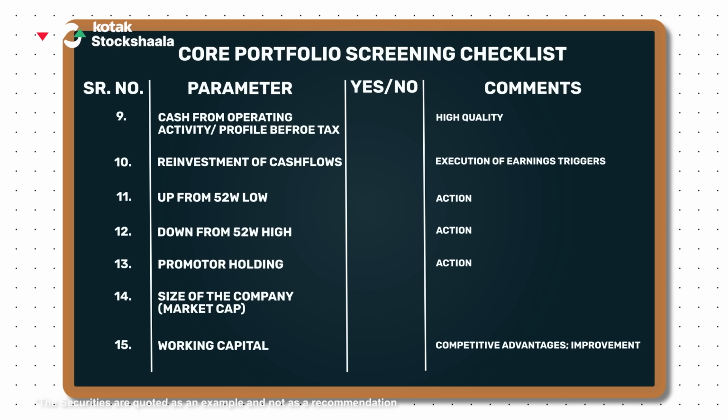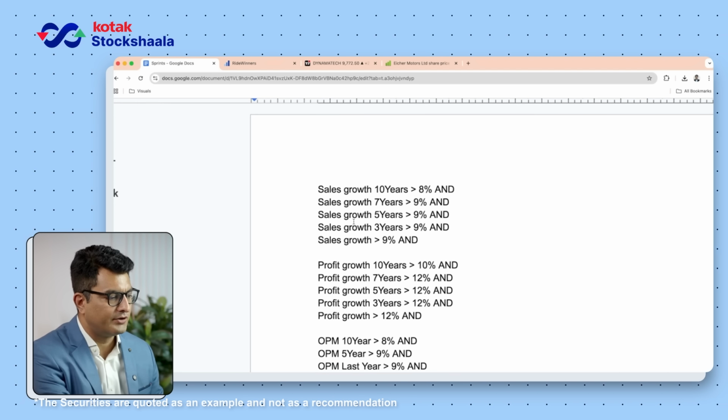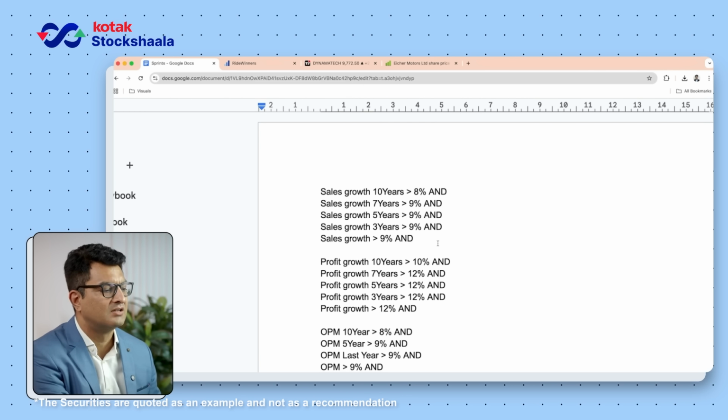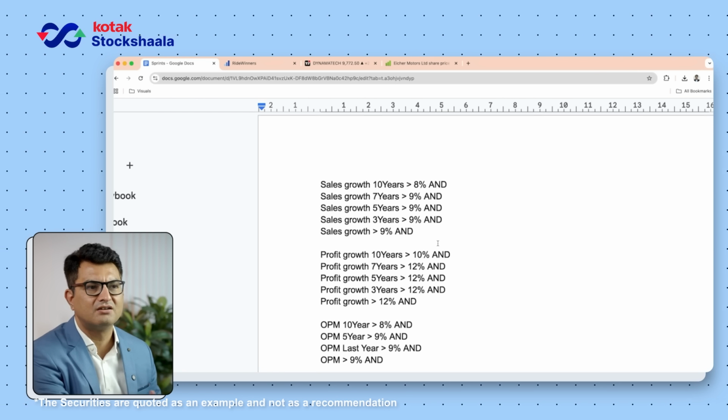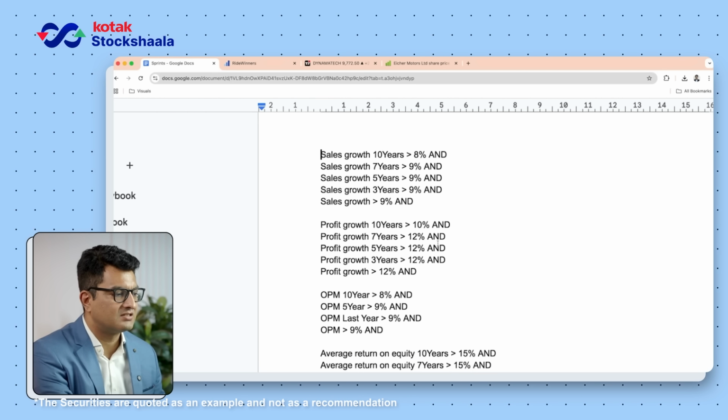Now let's put this into practice. All of you have got this checklist, but how can we put this checklist into practice? So I'll give you a simple screen which will give you an idea of how I do it. You can always modify these numbers. You can use tools like Screener, Tijori. There are a lot of tools available which you can use to identify such companies.